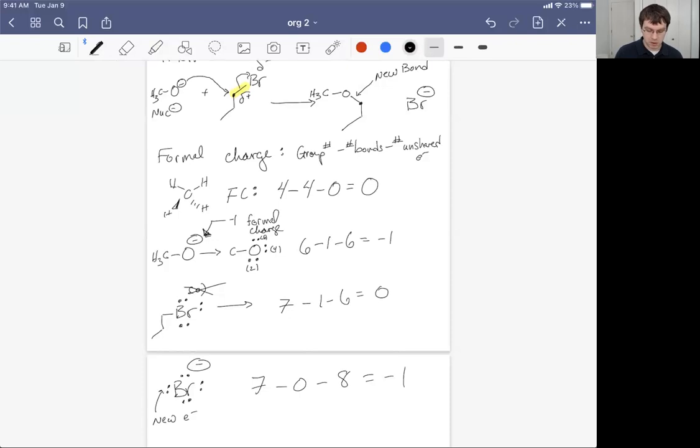Well, sometimes people like to try to come up with quick rules. Why is bromine neutral at the start of our mechanism and negatively charged? And they'll look at it and be like, wait, it absorbed 2 electrons from the bond. How did its charge go to -1? And the answer is in the formal charge calculation down here. 7 minus 0 minus 8 is -1. That's what you go to.